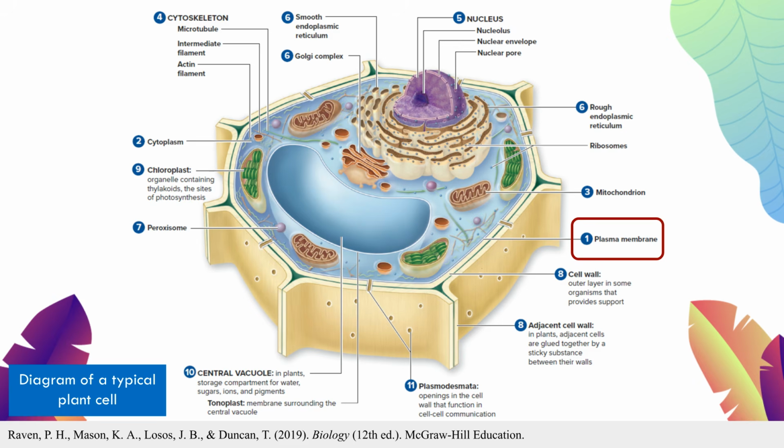This diagram represents a plant cell. In addition to the plasma membrane, plant cells have a cell wall, which provides structural support. The plasma membrane is located just inside the cell wall.